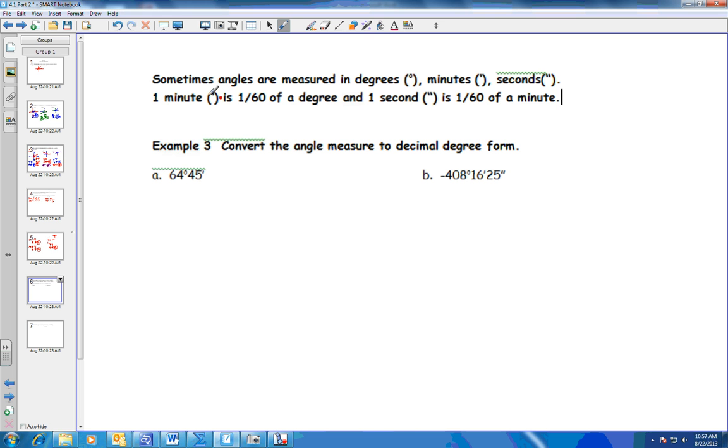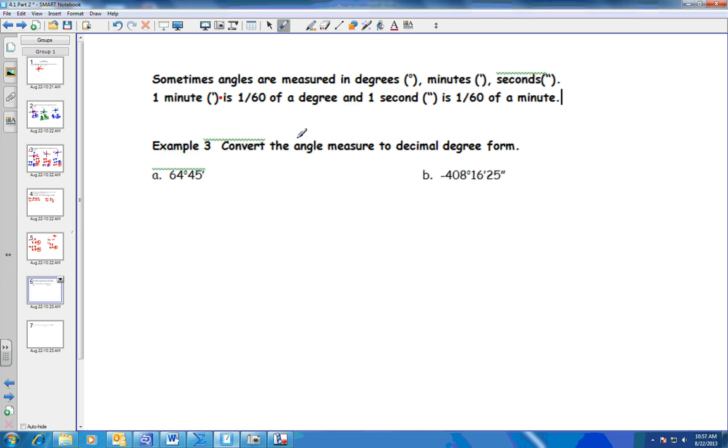One minute, and the apostrophe is the symbol for minute, is 1/60th of a degree, just like a minute is 1/60th of an hour. And one second, and its symbol is quotation marks, is 1/60th of a minute. Okay? So here's what they're going to do.